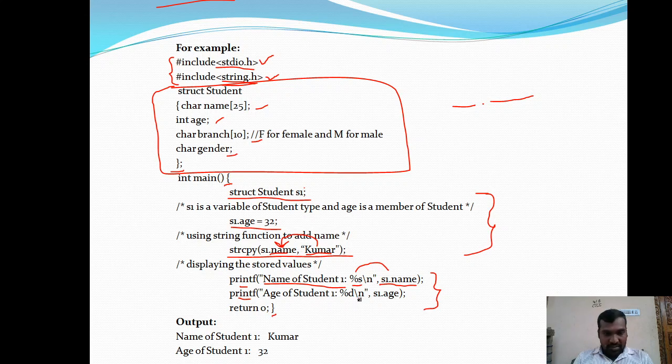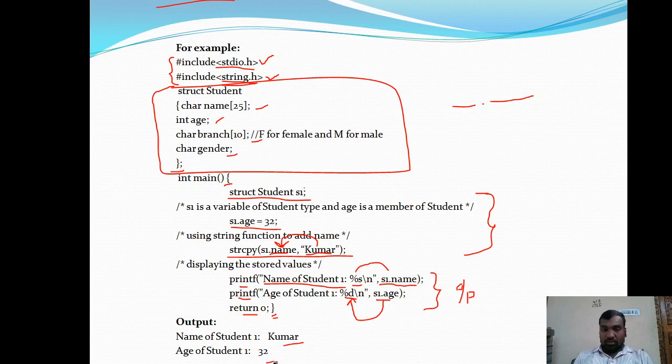Then age of student one is percentage d, s1 dot age. S1 dot age is an integer type. So this percentage d is replaced with that integer value, and return 0 closes the end of the program. Then what happened here? These two are outputted with student one name and age. So name is Kumar and age is 32, right? So this is one way of accessing the members of a student structure. We can access in different ways also.